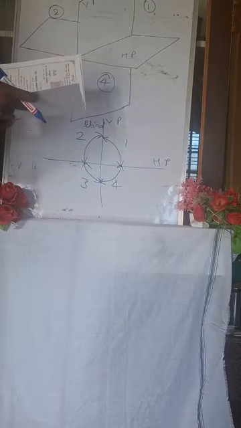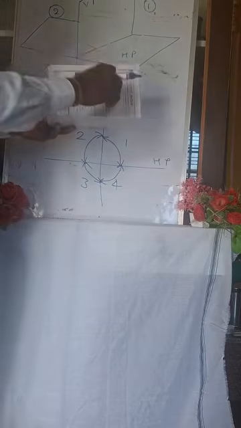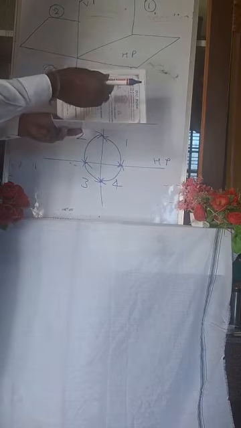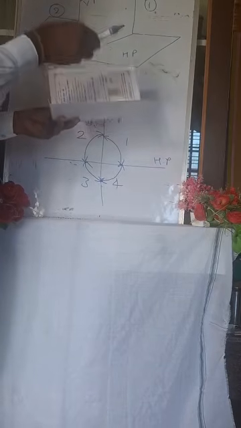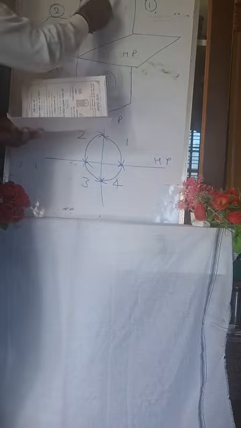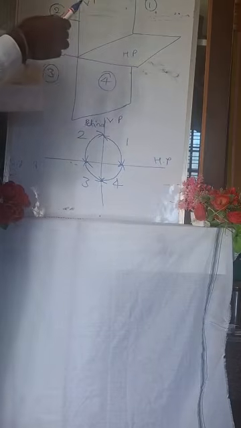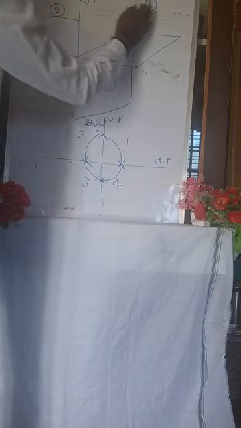You keep any one object here. Any one object I keep; this is the object, a pen. For the observer, the front view is reflected to the vertical plane and the top view is reflected to the horizontal plane. This is called the first quadrant: above the HP and in front of VP.